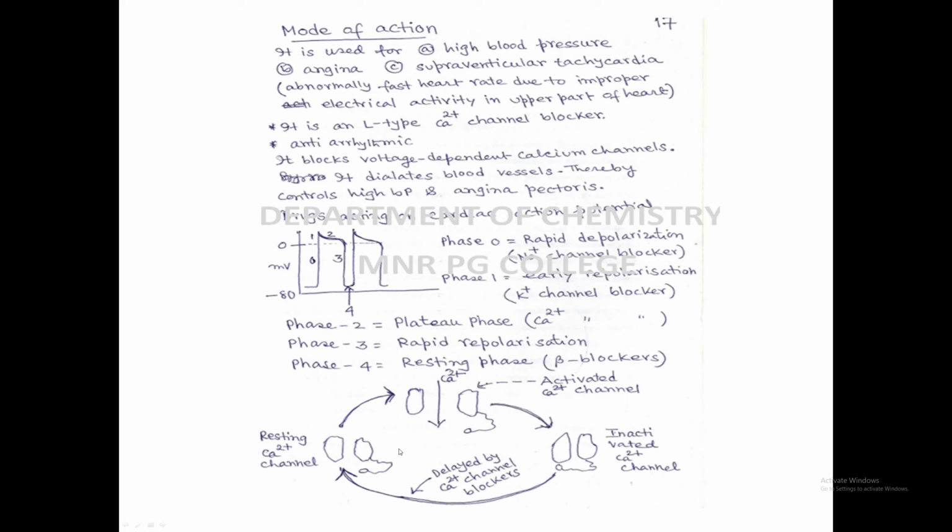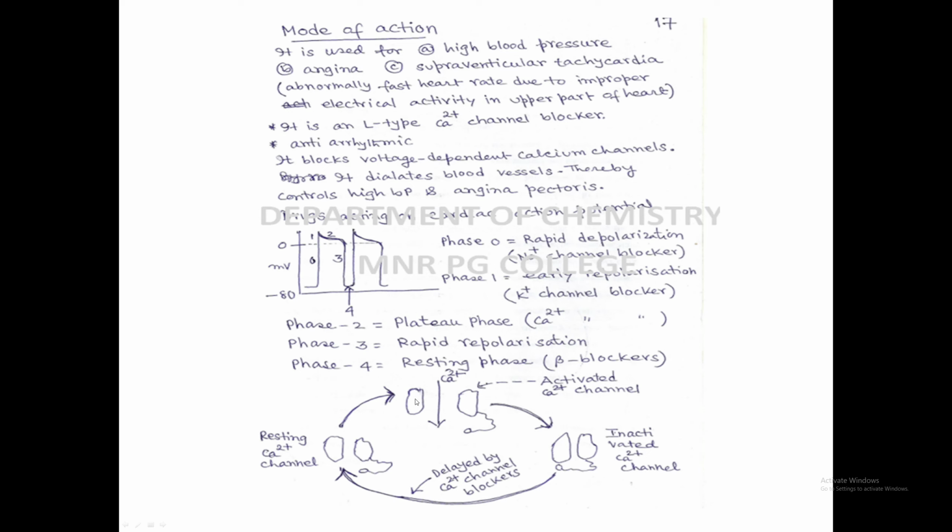Now this situation is also known as the activated calcium 2+ channel. It means that when the gate is completely open, calcium 2+ is entering inside the cell. After that, when calcium 2+ comes inside the cell, the channel will be blocked. This gate will be closed, and this is called the inactivated calcium 2+ channel.